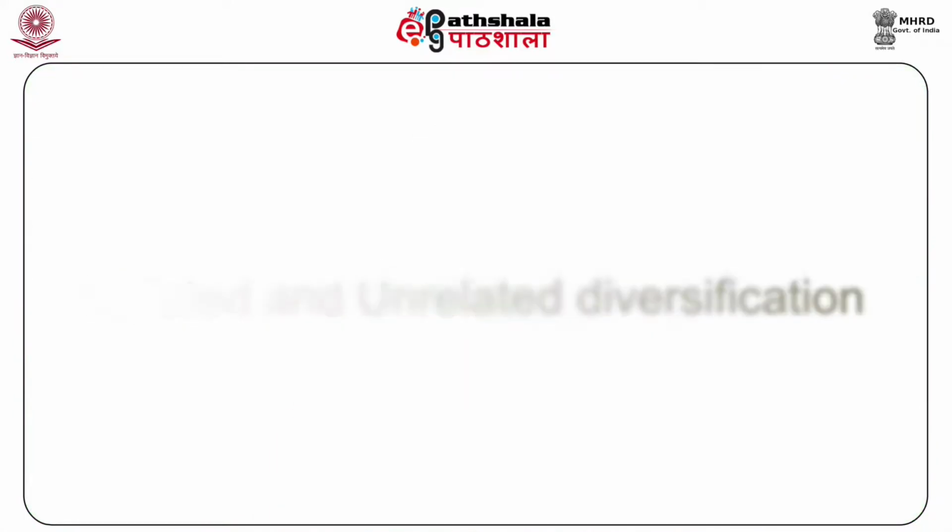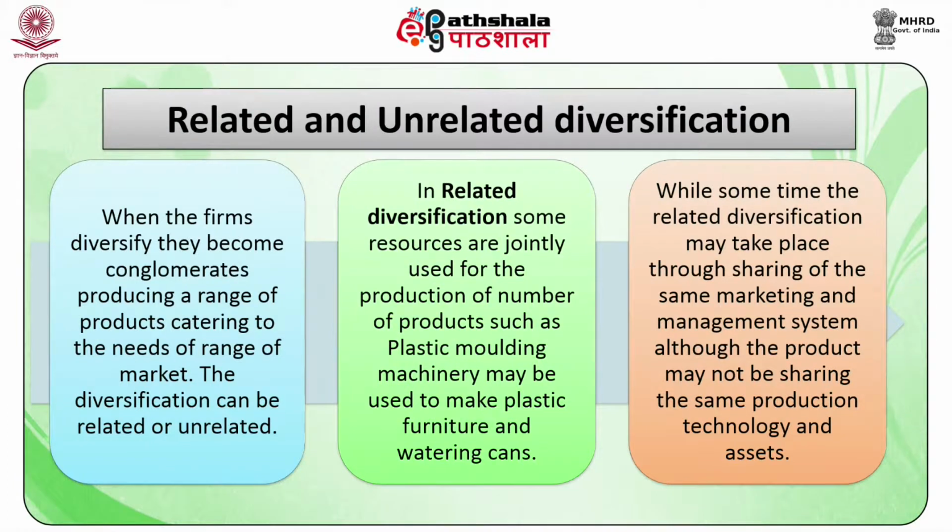Related and unrelated diversification. When the firms diversify, they become conglomerates, producing a range of products catering to the needs of a range of markets. The diversification can be related or unrelated. In case of related diversification, some resources are jointly used for the production of a number of products, such as plastic molding machinery may be used to make plastic furniture and watering cans.